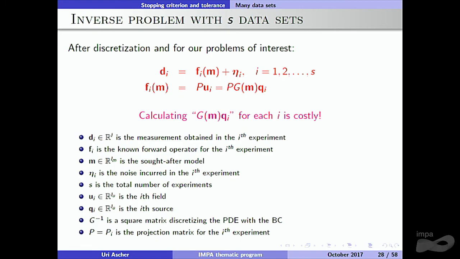So in our notation, we have here S data sets. S has to do something with the matrix. S data sets. And D_i, D_1 all the way to D_S. And each one corresponds to a source q_i. Okay? So F_i of m would be the same projection of u_i, which is the solution of the PDE for source q_i. And this comes with noise eta_i. And so the whole problem is just a duplication of what we saw before, S times.